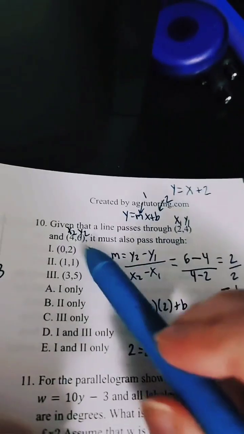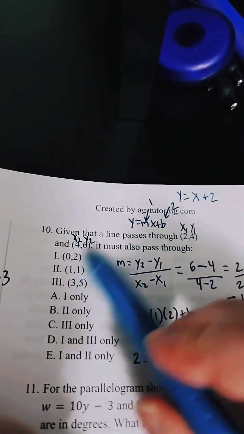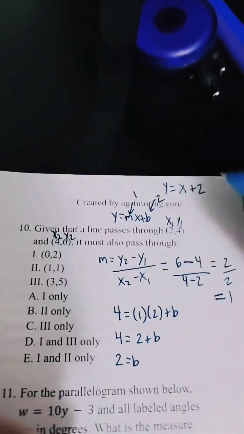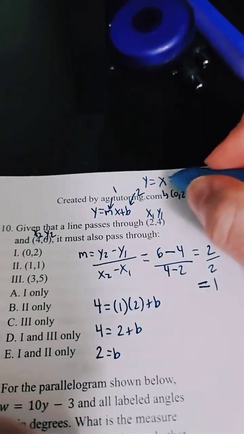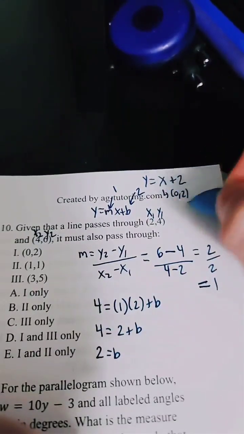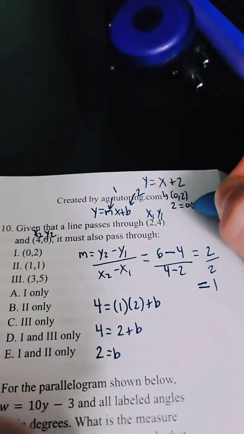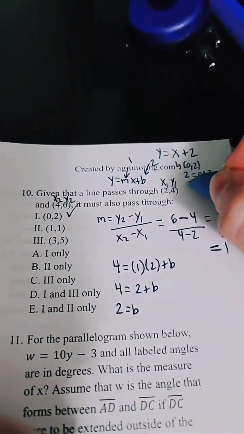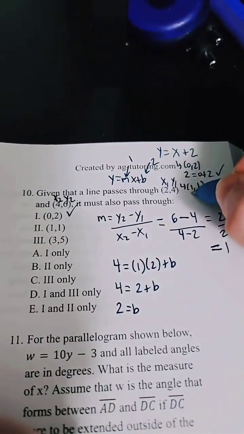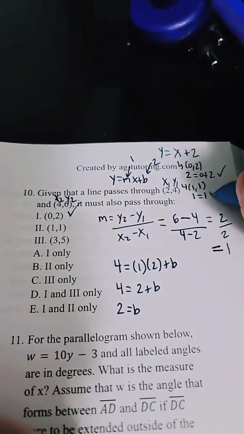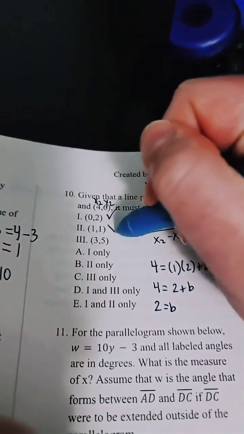So now I can just put these points into that equation. If it works, then it's part of that line. So let's try 0, 2. If I plug in 0 for x and 2 for y, does this work? Well, that would be 2 is equal to 0 plus 2. That works. It passes through that. Now let's try it for 1, 1. That would mean that 1 for y has to equal 1 for x plus 2. That does not work, so it's not that one.